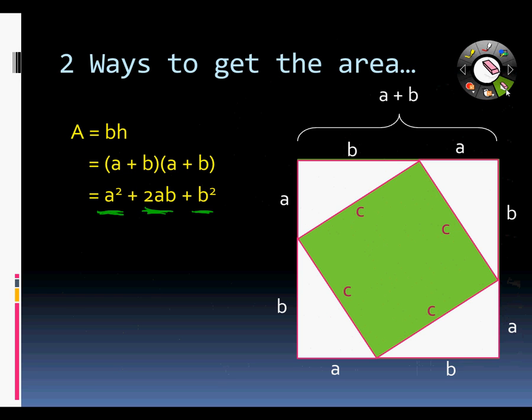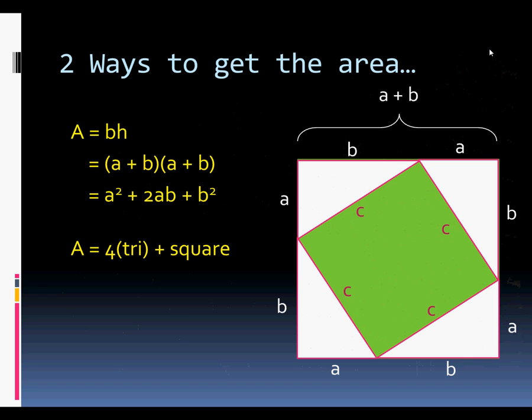But that's not the only way that I can find this area. I can also find the area by finding the area of these 4 white triangles plus the green square that's here in the middle. If I want to do that, I'll leave it to you to figure out that this is a square. Obviously all the sides are C, but this is also a right angle over here. And so I do have a square. That's something that you could try to prove yourself.